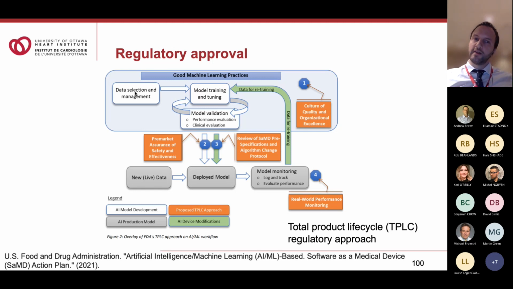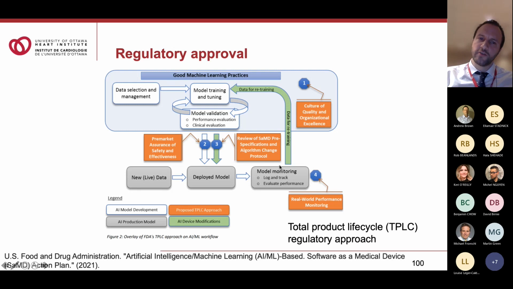So, preclinical use, using data selection and management, training a model, and validating this model. And then once you have a model that works well on the bench, you deploy it in an application, and then you use it with actual patients. But you need to assess the performance of this model and monitor it constantly.